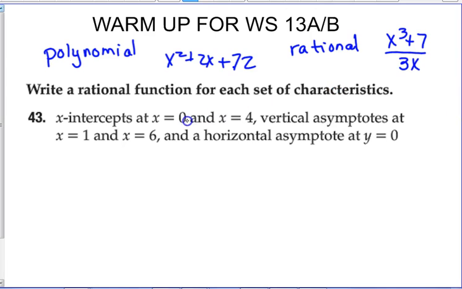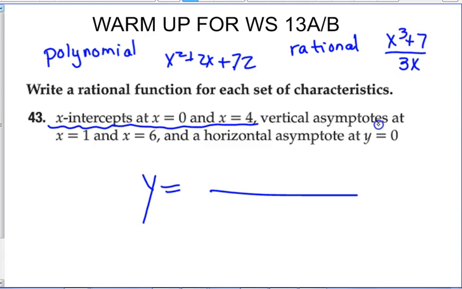All right. This is an example of write a rational function. Just eyes up here, pay attention, think about this. Y equals, rational means it's going to have a division bar, right? Read the question, see if you can tell me anything about it. You might want your green sheet out. Four zeros? Oh, wait, hold on. We have two zeros. What does that tell us? There is a degree two polynomial where?